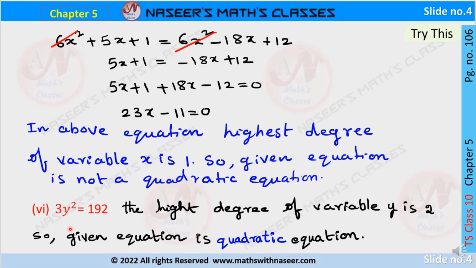Next, sixth one is 3y square is equal to 192 is given. Here the variable is y, and its highest power is 2. So it is a quadratic equation.